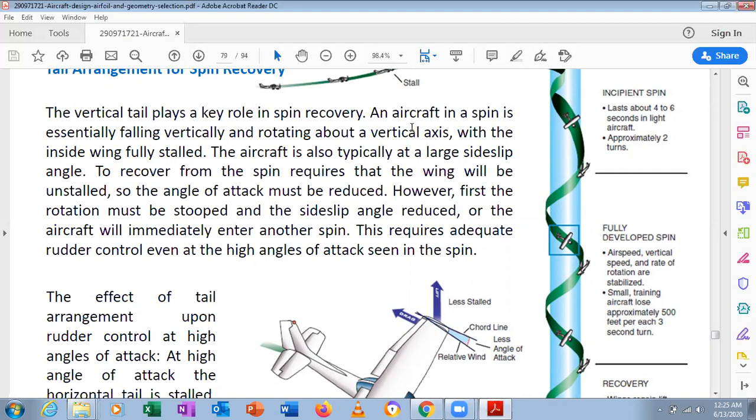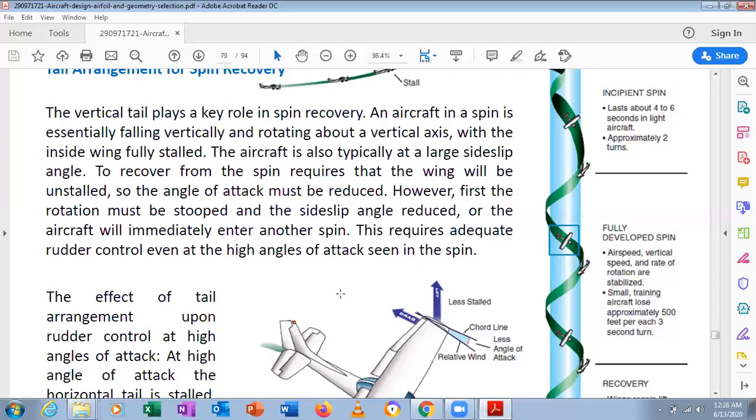So an aircraft in a spin is essentially falling vertically and rotating about the vertical axis with the inside wing fully stalled. The aircraft is also typically at a large side slip angle, that is beta. To recover from the spin requires that the wing be unstalled and the angle of attack be reduced. However, the rotation must also be stopped and the side slip angle reduced, or the aircraft will immediately enter another spin. This requires adequate rudder control. Otherwise, the spin leads to short period pitch action, and it may lead to a crash also.